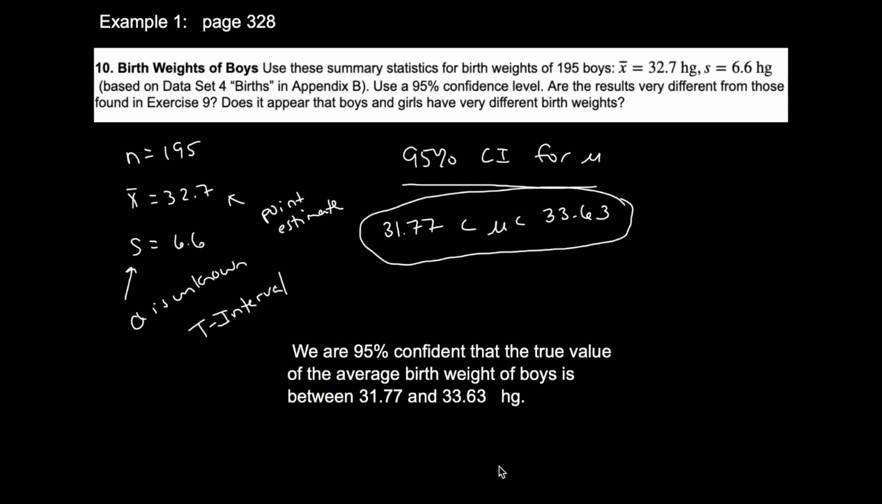This time they gave us the summary statistics, which is nice. They don't always do that. They might say, if they didn't directly give this to us, that 195 boys have an average birth weight of 32.7 and a standard deviation of 6.6. That would imply that the standard deviation comes from the sample. Otherwise, they would separate it: the birth weights of 195 boys have an average of 32.7, and then the standard deviation for the population would be 6.6. That would tell you that you're using sigma instead of S.